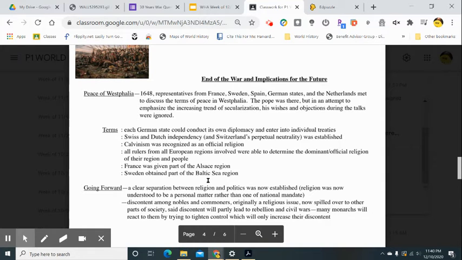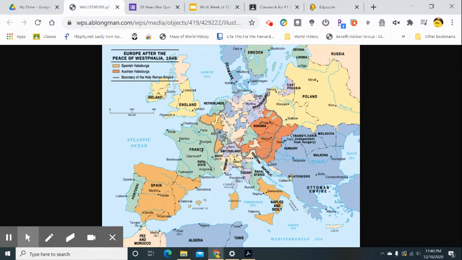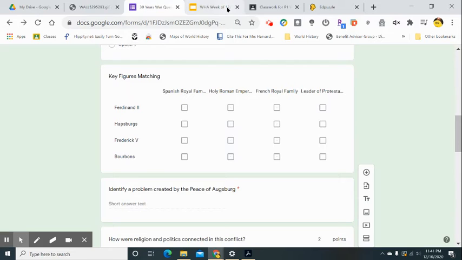France is given part of the Alsace region. Sweden obtains part of the Baltic Sea region. So the Alsace region is right in here. These are things that they gain as a result of the 30 Years War. And I will go more into that on Monday. Right now, I want you to focus on the main events of it, the causes of it, how the Protestant-Catholic flare-up continues to happen, how absolutism continues to be strengthened by it, and then some of the key players.